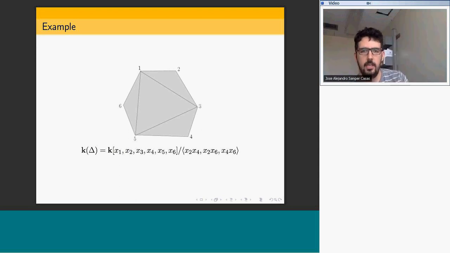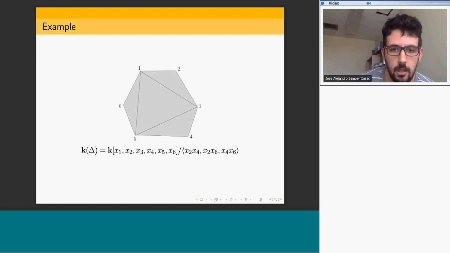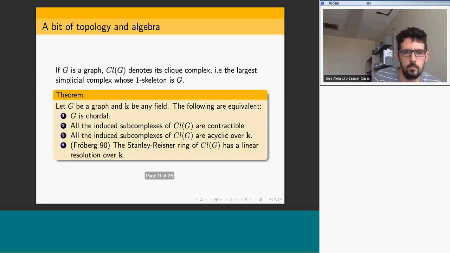Okay. And so, for this ideal, you can check that the minimal non-faces of the simplicial complex are 2, 6, 4, 6, and then there's 1, 4, 3, 6, and 5, 2. Oh, actually, that's wrong. I'm sorry. So 2, 6, 4, 6, and then there's 1, 4, 3, 6, and 5, 2. The ideal is generated by monomials in degree 2. I apologize for the mistake.